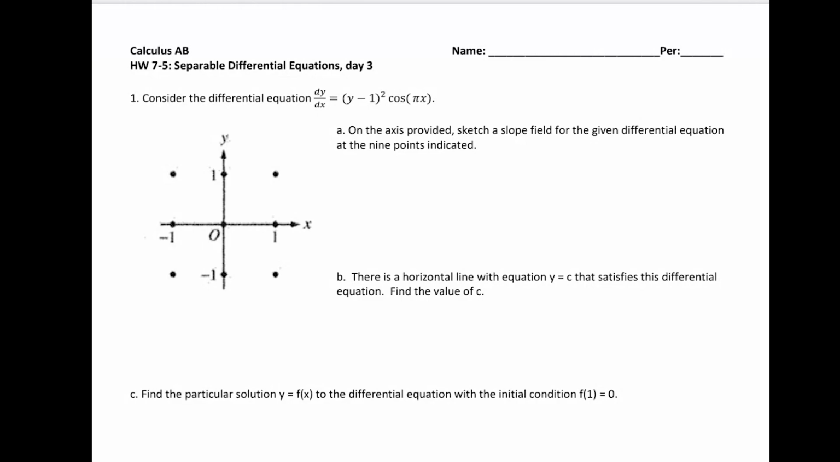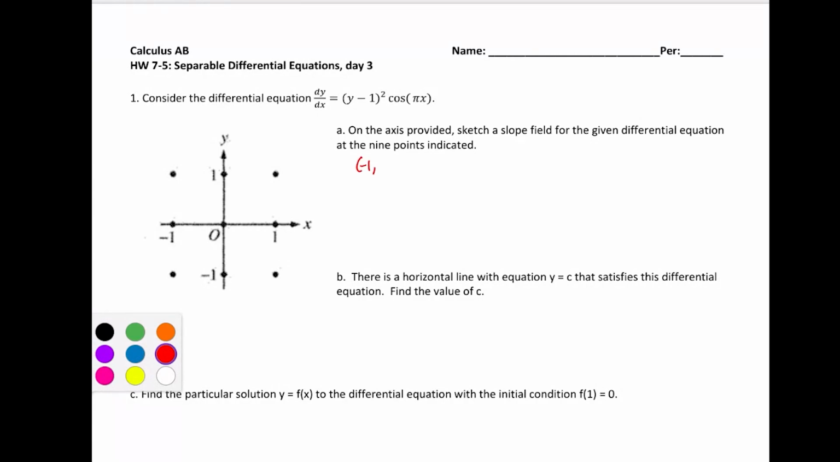And then part A says, on the axis provided, sketch a slope field for the given differential equation at the 9 points indicated. So basically what we're going to do is compute the slope for each of those 9 points. And those 9 points are as follows.